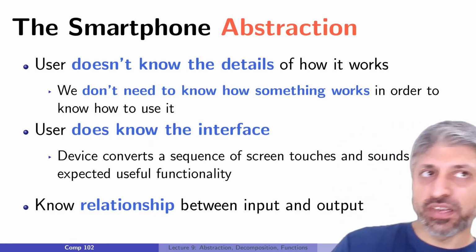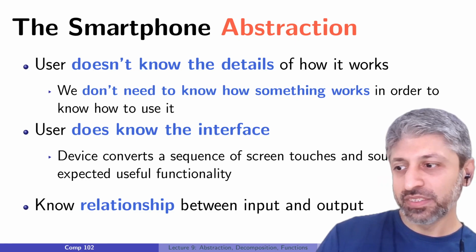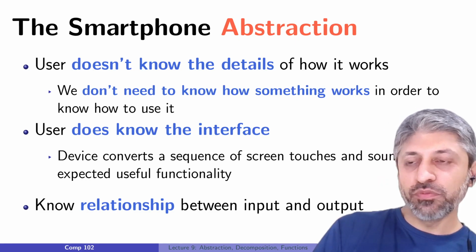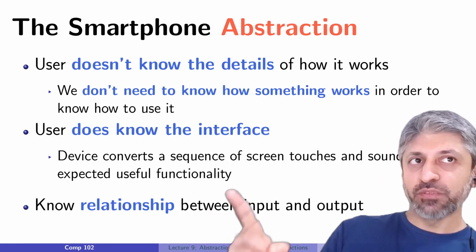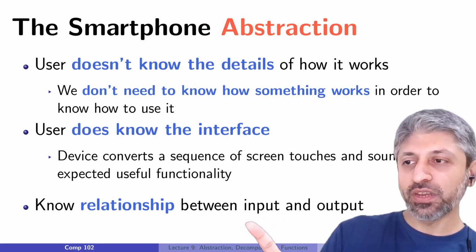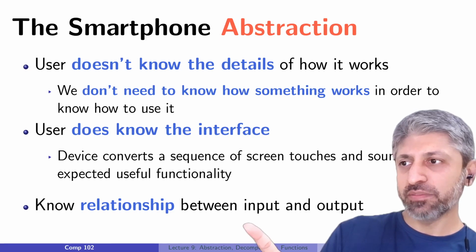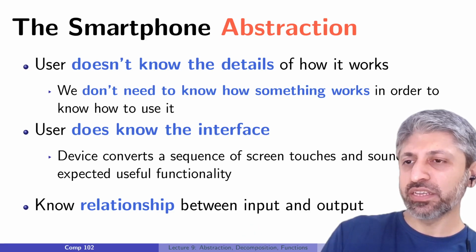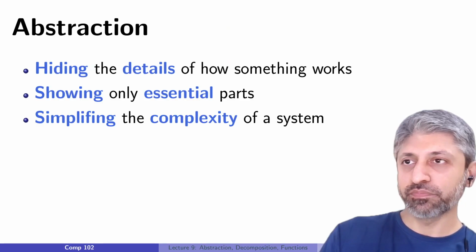And sorry, I have to get out of the way. And you need to know the relationship between the input and output. So that's the really important point that you must know. Even though you don't know what is inside the black box, you need to know what inputs go in, according to which its output comes out.